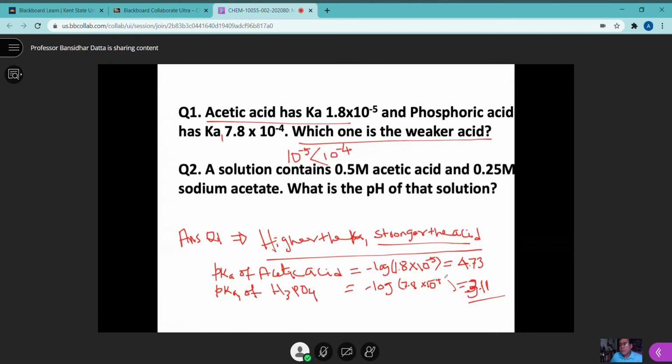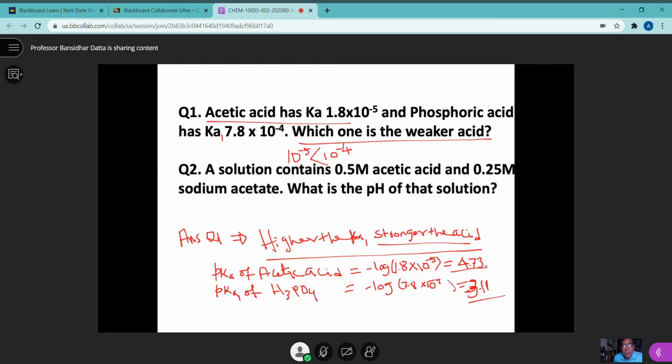So now, what type of relationship can you derive from the Ka values and the pKa values? Higher the Ka, stronger the acid. How about in terms of pKa? Is it the higher the pKa, the weaker the acid? That is absolutely right. As you can see from here, higher the pKa, weaker the acid. It's exactly the inverse, opposite.